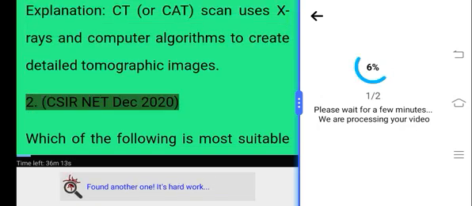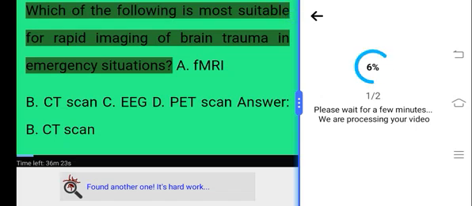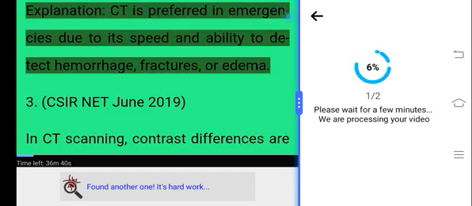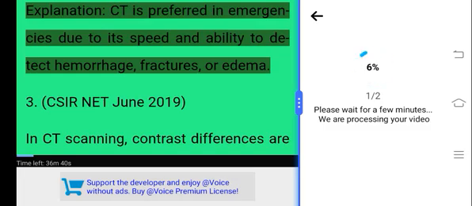2. CSIR-NET Dec 2020. Which of the following is most suitable for rapid imaging of brain trauma in emergency situations? A. fMRI. B. CT scan. C. PET scan. Answer. B. CT scan. Explanation. CT is preferred in emergencies due to its speed and ability to detect hemorrhage, fractures, or edema.